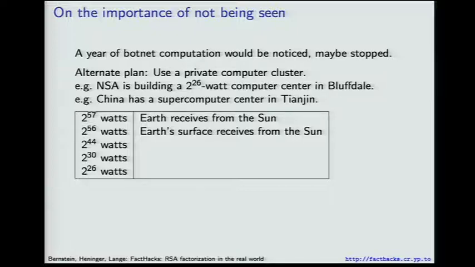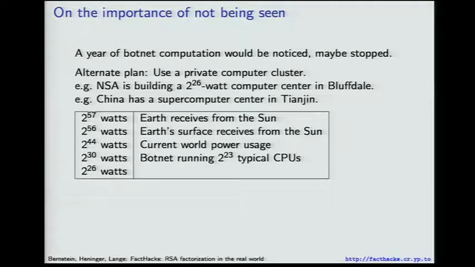Here's a little table of, well, 2 to the 57 admittedly is pushing it a little bit. This is the total power that the Earth gets from the sun, of which about half gets to the Earth's surface. 2 to the 44 is the amount the human race is using right now. It varies a little bit, but this is the average power, including cars and such. If you have the botnet that breaks into millions of machines and runs them flat out, that's about 2 to the 30 watts. And actually, if you think about it, there's a lot of machines out there. This means that 2 to the 26 watts is not actually that much power. It's just one dinky little Bluffdale 65 megawatt computer center.